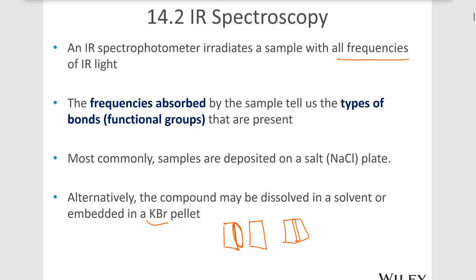Now our modern Fourier transform instrument is a little bit different. The one that we have in our lab actually has a diamond that forms the sample holder, and the sample is placed right on top of that diamond and pressed down onto it. So there are different ways that these spectrometers work, and it can depend on the type of spectrometer that you have.